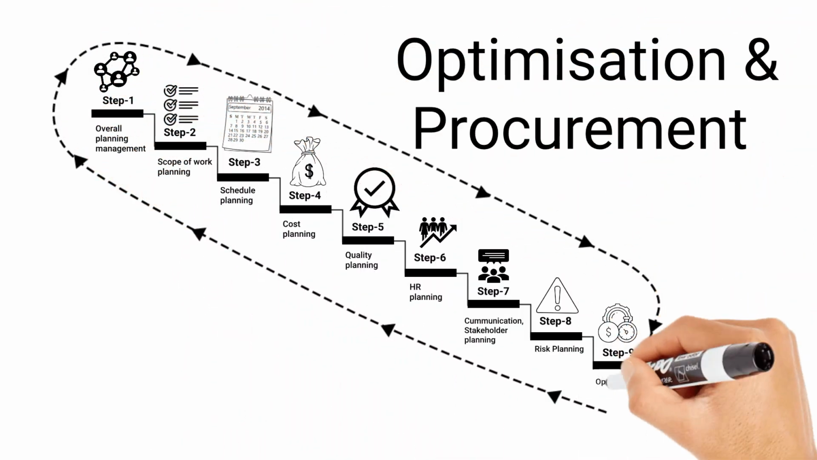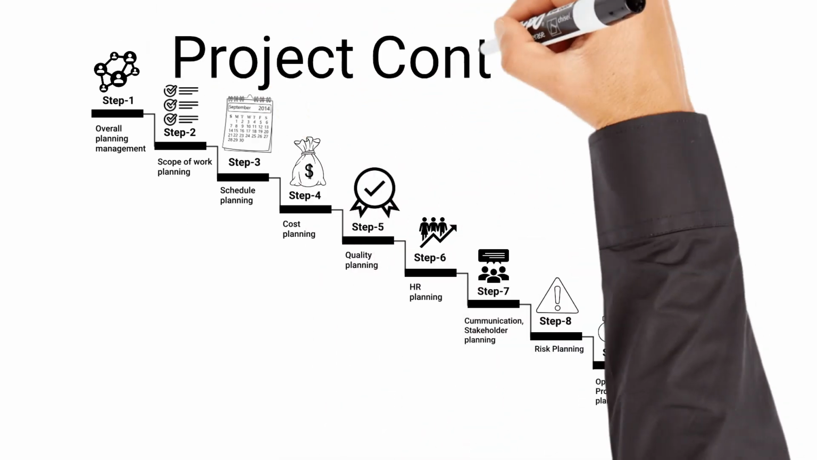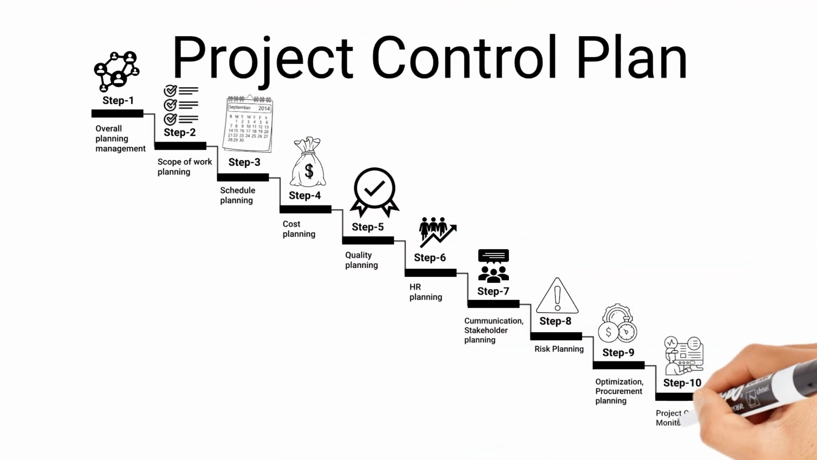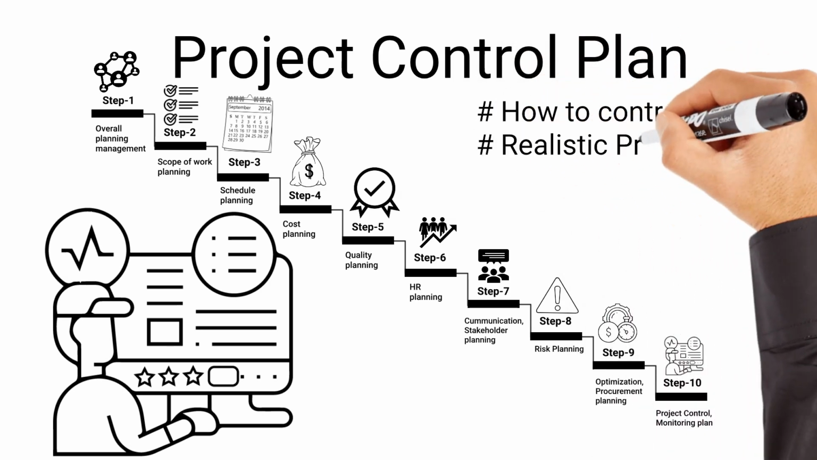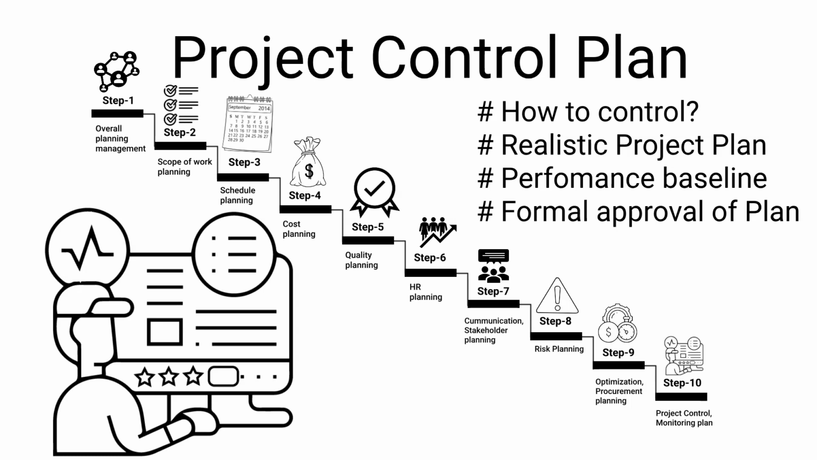Once the iterations are done, and the plan is optimized, the next step for the team is to assess what to purchase, and create procurement documents. In the second last step, project control activities are planned. This step is to finalize how to execute and control different parts of the project plan. Here the team ensures to develop a realistic project management plan and performance measurement baseline. Also, in this step, formal approval of the plan is taken.